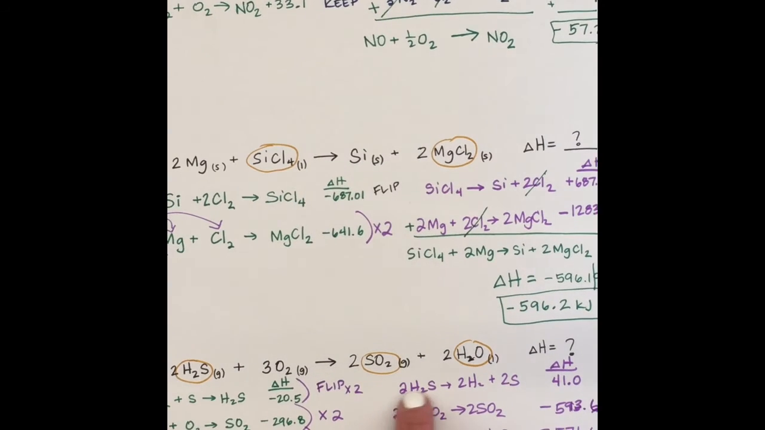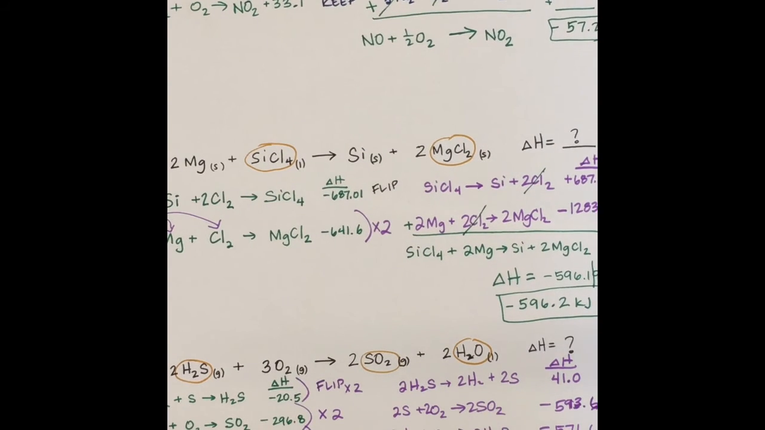I've got H2S on the left. There's no H2S's on the right. 2 sulfurs on the left. 2 sulfurs on the right. Those cancel. Cross them out. Show me how they cross out when you're submitting your work. I got 2 H2s on the left here and 2 H2s on the right there. Those cancel.